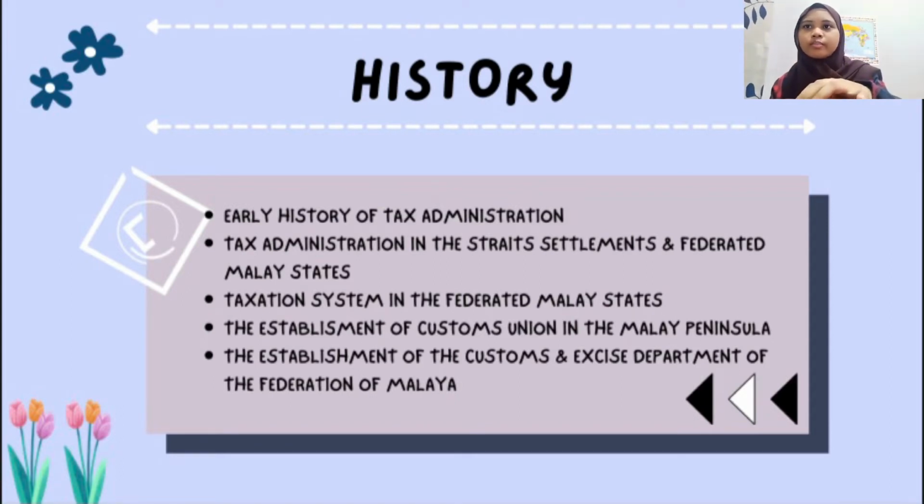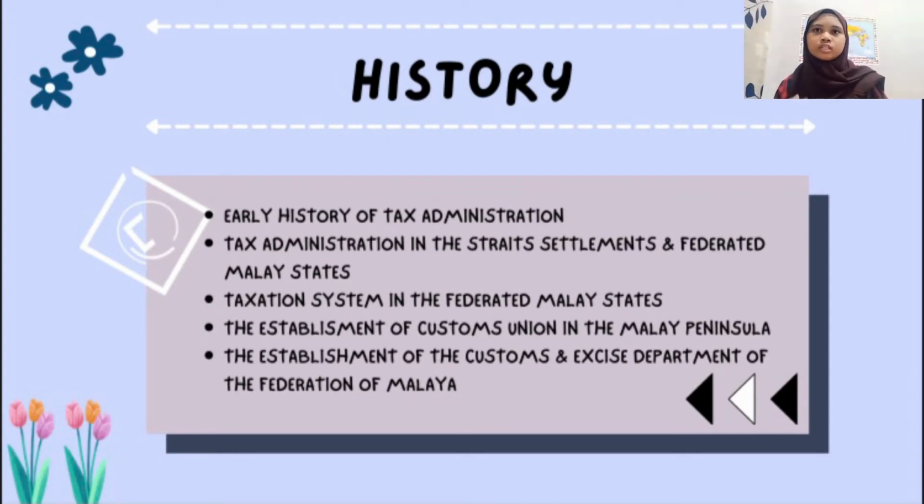And the next part is the taxation system in the Federated Malay State. Before the British intervention in the Malay State and before the resident system was introduced, there was a tax administration system administered by Malay chieftains. The Malay State were divided into several districts, and every district had their own chieftain that had power to impose the tax on the people.